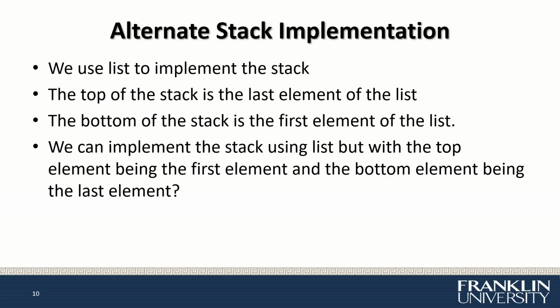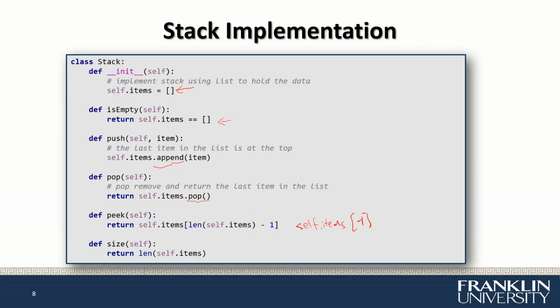If you look at the original implementation, what is the big O running time for push and pop in this implementation? Because this is a list and we append the item to the end of the list, this would be O(1), and we pop the item from the end of the list. This is also O(1). It's a constant time.